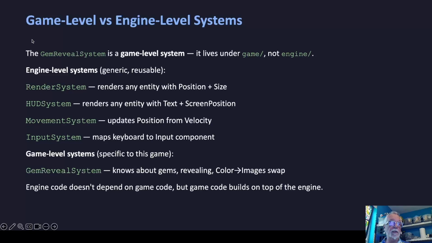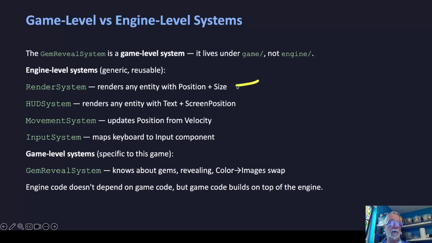So at this point we have to talk about game level versus engine level systems. The game reveal system is a game level system. We're going to put it under game, not engine. When you build a game, the expectation is that things like movement will probably be in the engine, and things that are game specific, in this particular case a reveal system, go in the game. If it's reusable, in general, you put it in the engine.